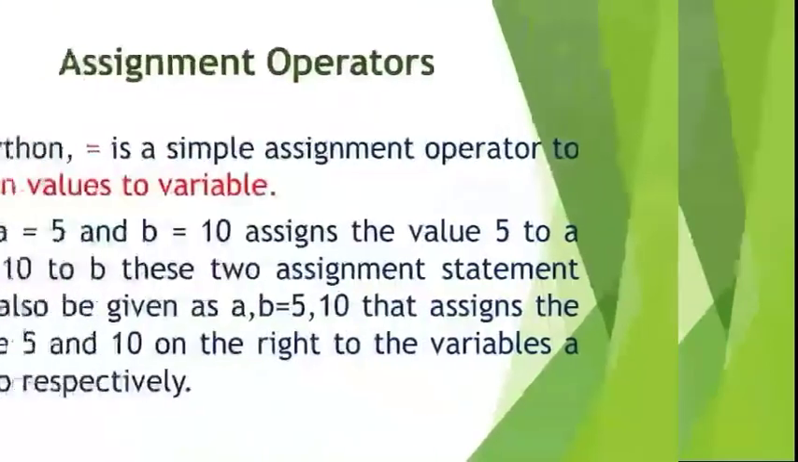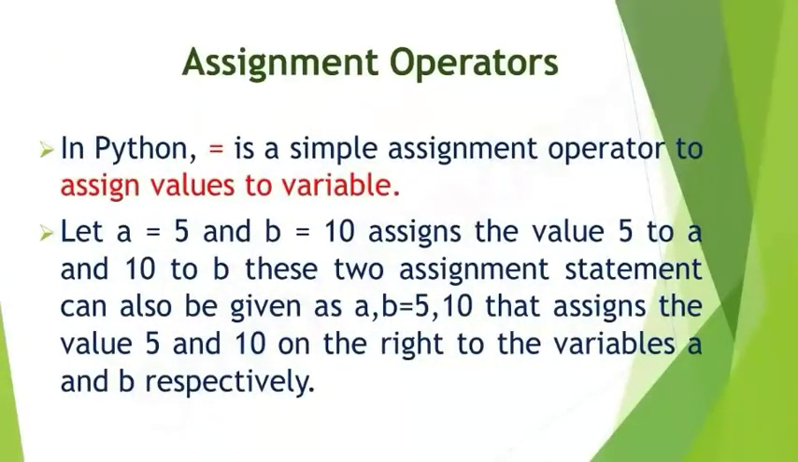Next, let us see about assignment operators. The assignment operator is used to assign a value to a variable. See here, A is equal to 5. Here, this equal to is called the assignment operator. This is the simple assignment operator. The value 5 is assigned to the variable A. So what is the use of the assignment operator? It is used to assign a value to a variable.